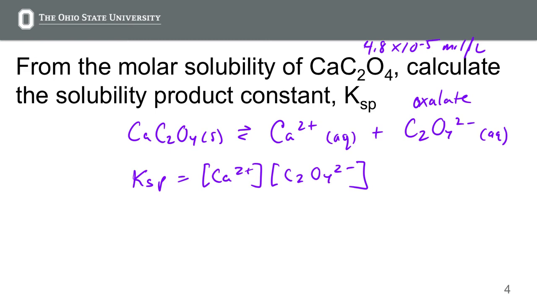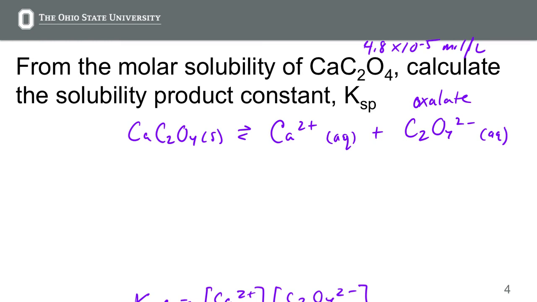If we set up an ICE table for our calcium oxalate solubility, just like we've done with other equilibria, what do we initially have in solution? We have solids. And so we're going to assume that we've not formed any of the products, any of the ions. So initially we're going to have 0 moles per liter of both the calcium and the oxalate. And so in order to reach equilibrium, we have to form some amount of the calcium ion and the oxalate ion.